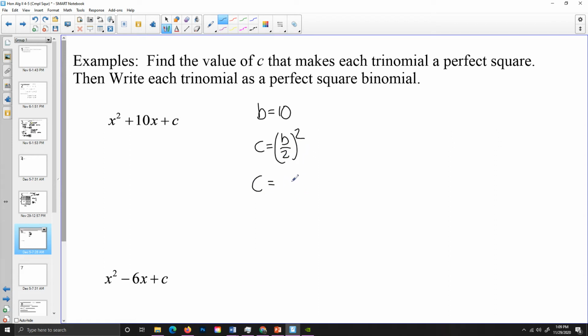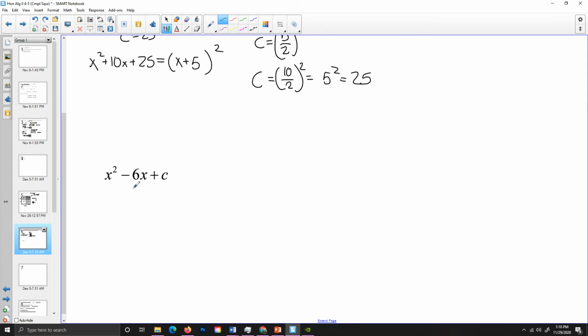we're going to say c is equal to b divided by 2 squared. So we'll go c equals 10 divided by 2 squared, which is equal to 5 squared, which is equal to 25. So now that c is equal to 25, I can rewrite the trinomial x squared plus 10x plus 25 equal to a perfect square binomial. And that perfect square binomial is just going to be this b over 2. And we'll go x plus whatever the b over 2 was, so 5 squared, and that is going to be our answer.